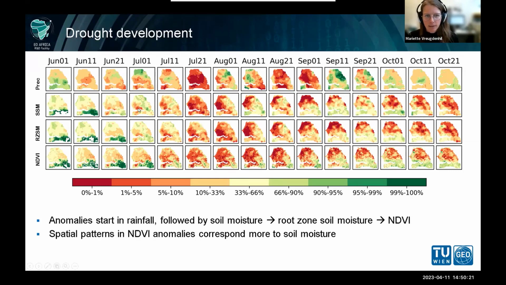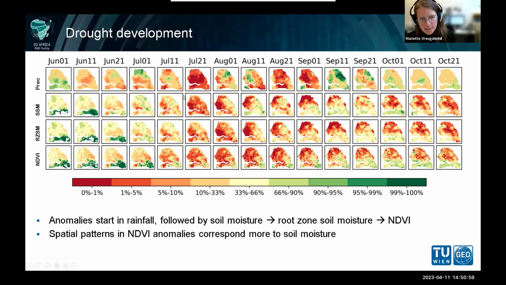If we then look at the anomalies and how they develop, on the top row we can see precipitation anomalies based on the quantile method, as you're seeing here. Dark red means extreme drought. We can see this on the top row for precipitation, then for surface soil moisture, the root zone soil moisture, and for the vegetation. What we can see is that the anomalies start basically for the precipitation, as we would expect, and they then develop into the soil moisture, the root zone soil moisture, and the NDVI.